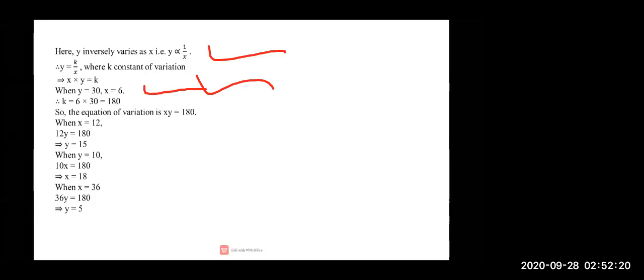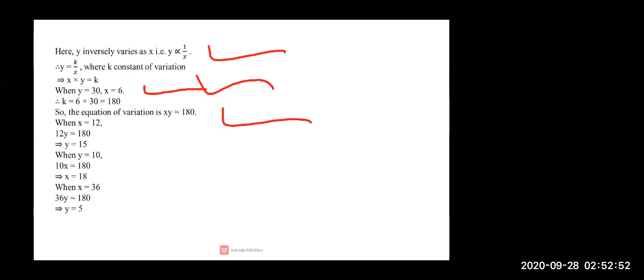So the equation of the variation is 180. That means when we multiply x and y, we get our constant as 180. Now next we will apply it where there was an empty space. First we will use x equal to 12. Now x equal to 12 means x into y equals 180. So x is already given as 12, so 12 into y equals 180.